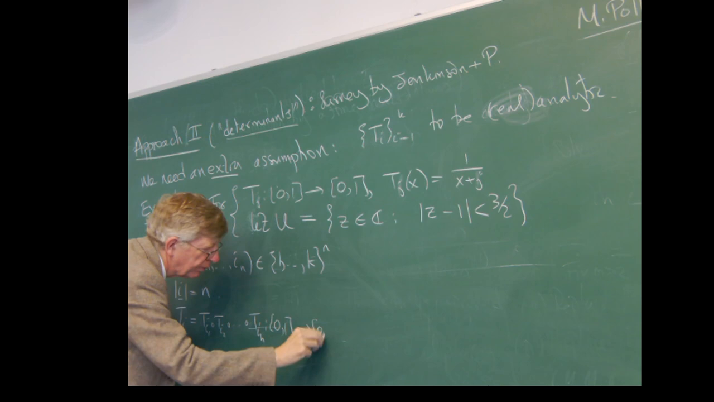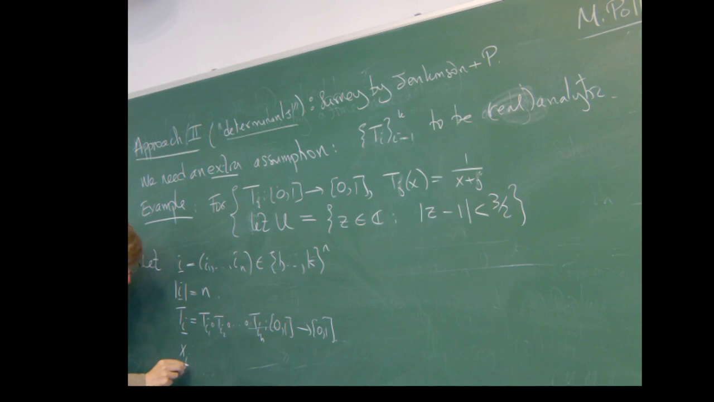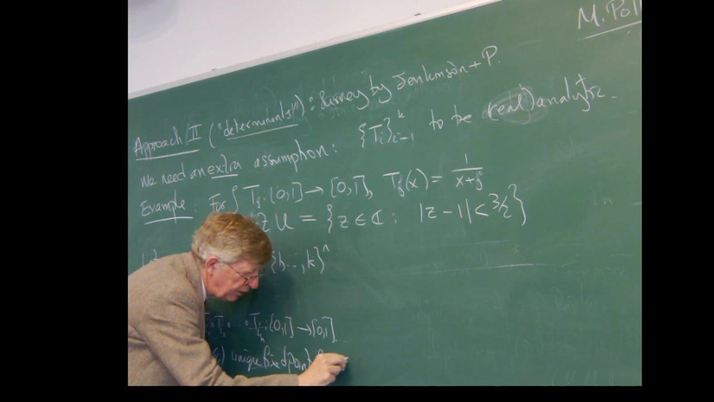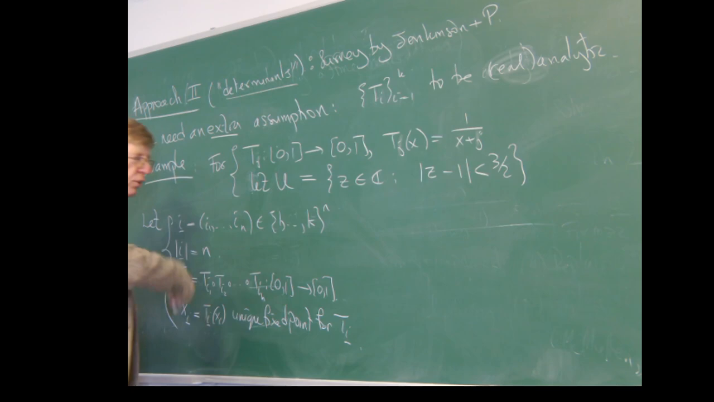And then I'm going to let xi be a point in the unit interval, which is going to be the unique fixed point for each of these compositions. So given any n, I can always define this. There'll be k to the n maps, and they'll all have fixed points and stuff like that.